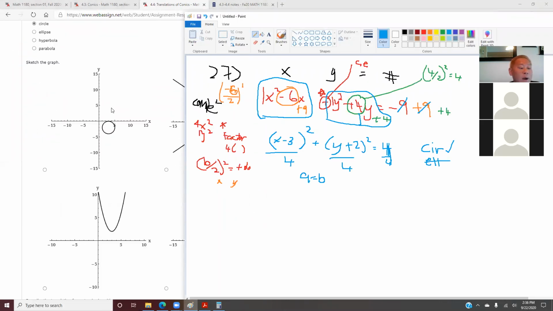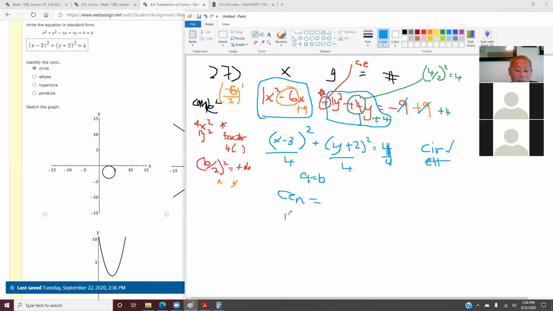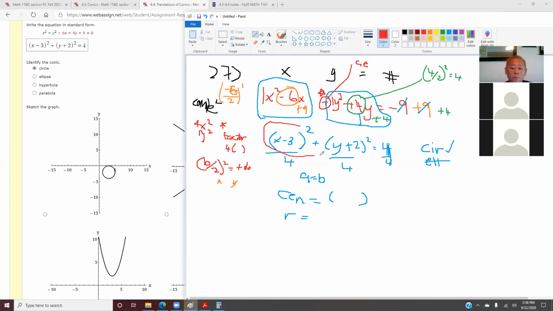So when you draw this graph, you have to figure out your center, because a circle needs 2 things, center and radius. So does anyone know where the center is? If I have this equation with the 4 next to it, forget that. This is your H, this is your K, this is your center. So it's 3, negative 2, very good.